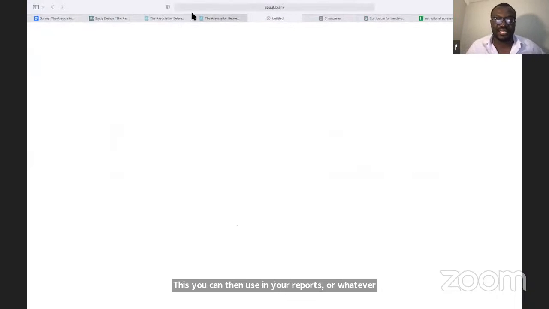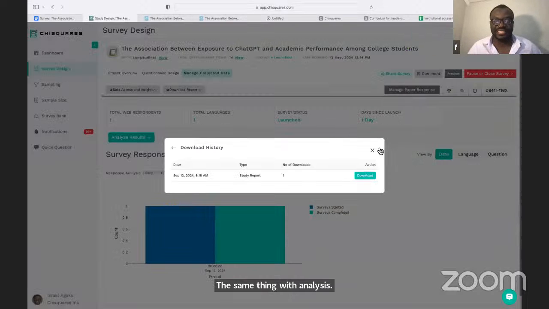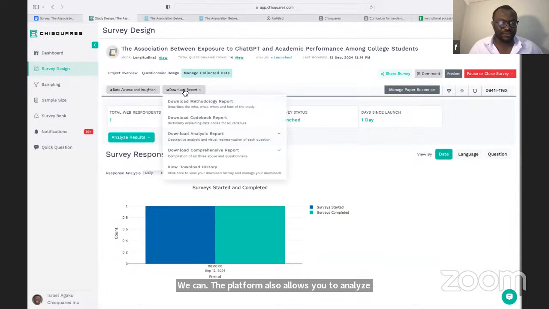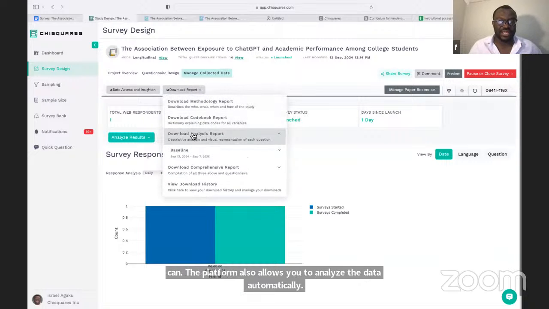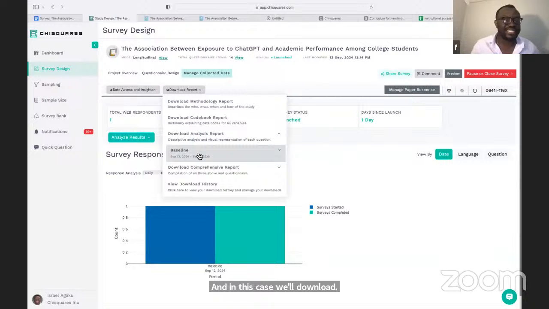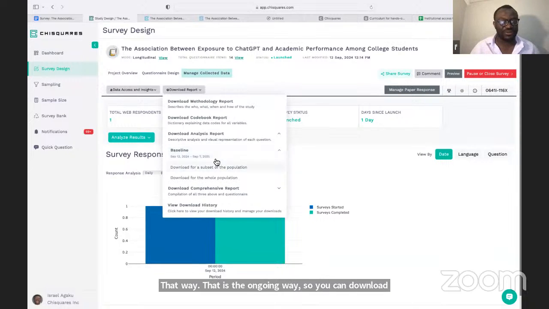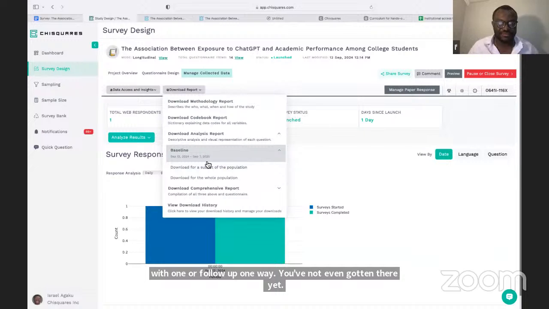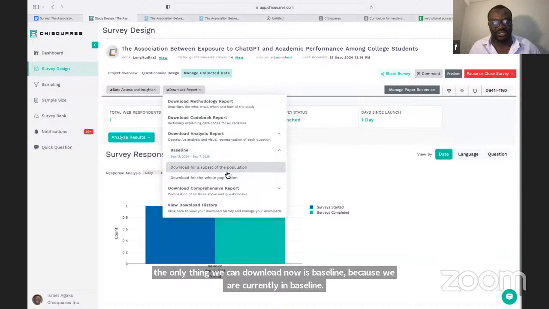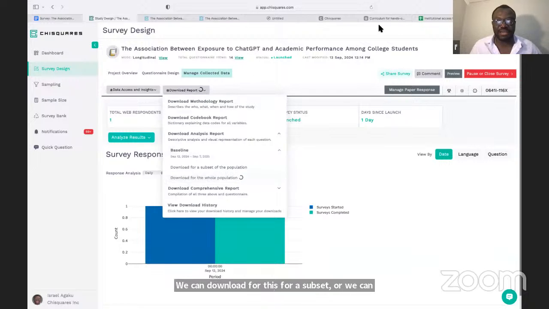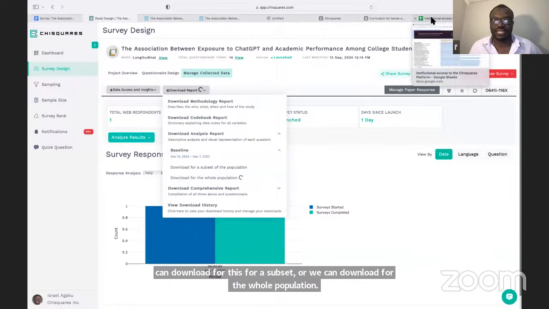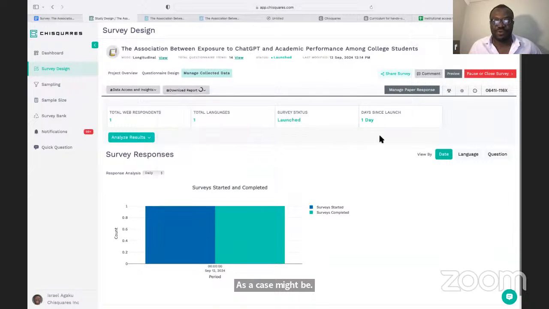The same thing with the analysis. The platform also allows you to analyze the data automatically. So we'll just come to download report. In this case, it's only baseline we have. So it's only displaying baseline because literally we have only that wave. That is the ongoing wave. So you can't download wave 1 or follow-up 1 when you've not even gotten there yet. So the only thing we can download now is baseline because we are currently in baseline. We can download for a subset, or we can download for the whole population, as the case might be, and that allows us to do that accordingly. And so those are some of the ways that the platform allows.